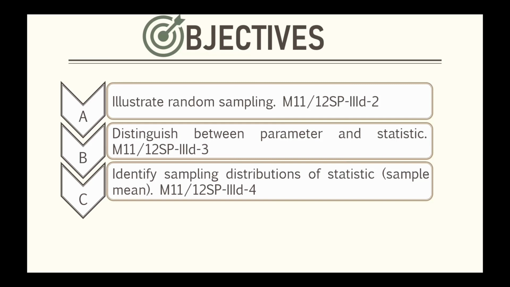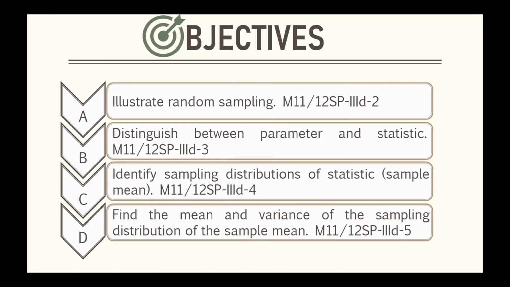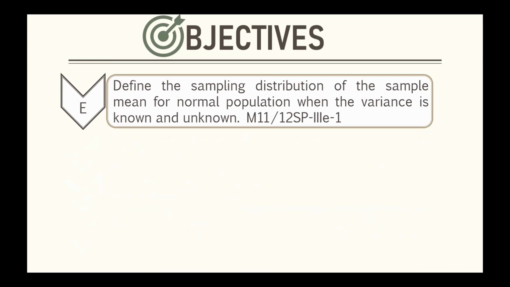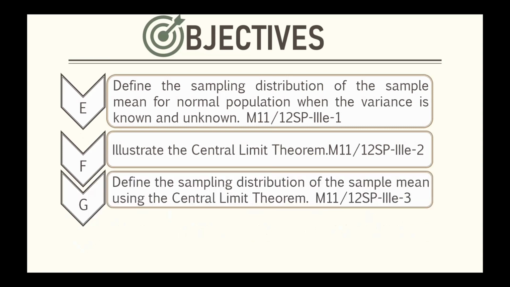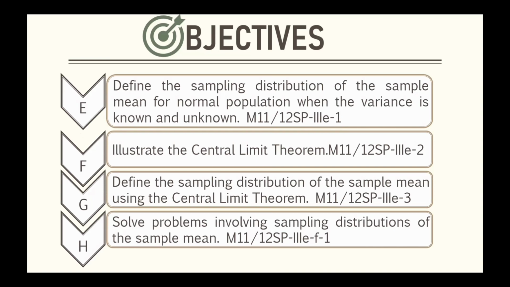Number four, for the sample mean, find the mean and variance of the sampling distribution of the sample mean. Number five, define the sampling distribution of the sample mean for normal population when the variance is known and unknown. Number six, illustrate the central limit theorem. Number seven, define the sampling distribution of the sample mean using the central limit theorem. And the last one is to solve problems involving sampling distributions of the sample mean.